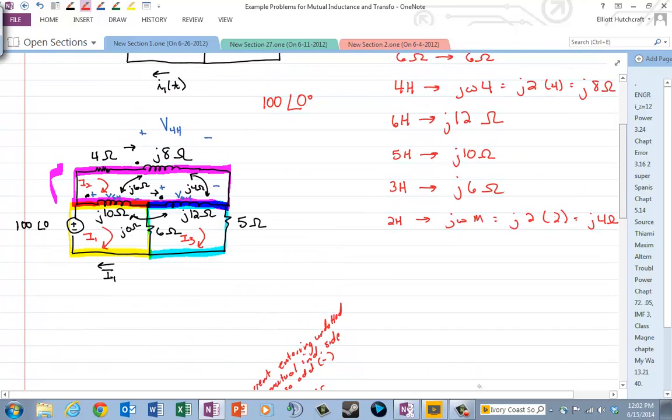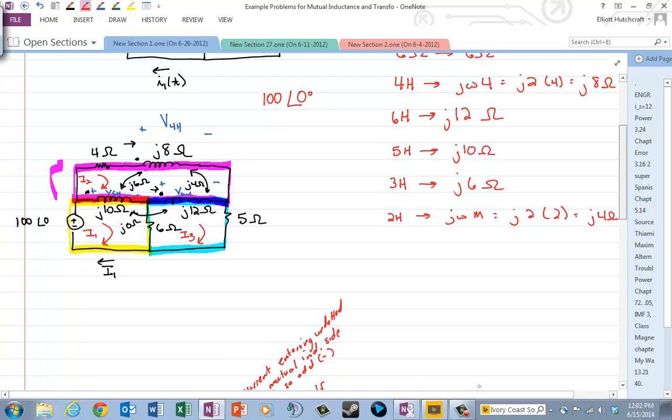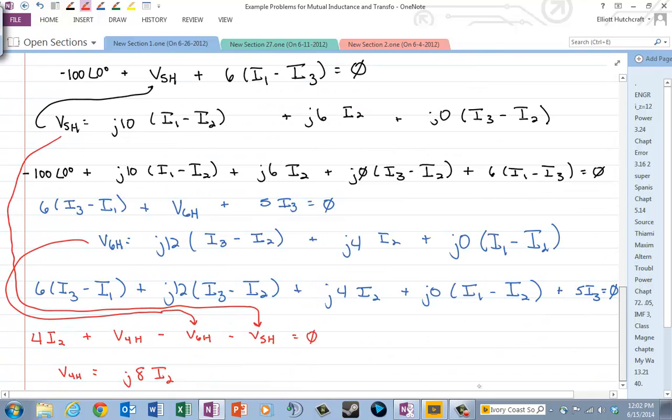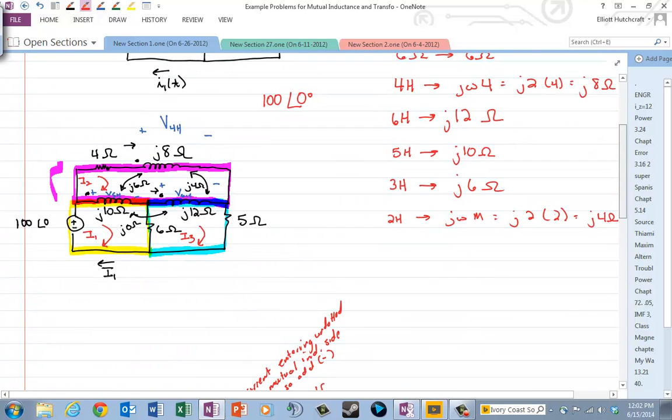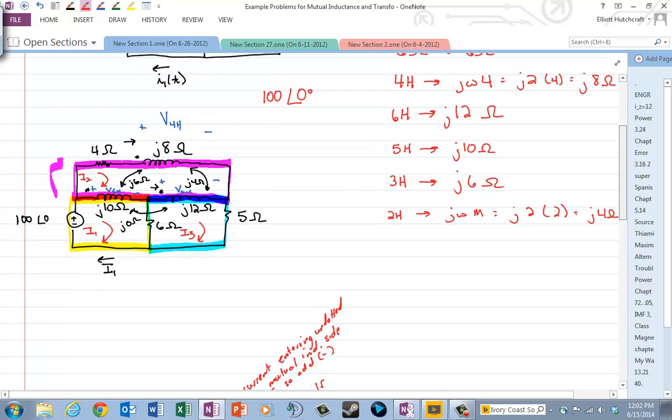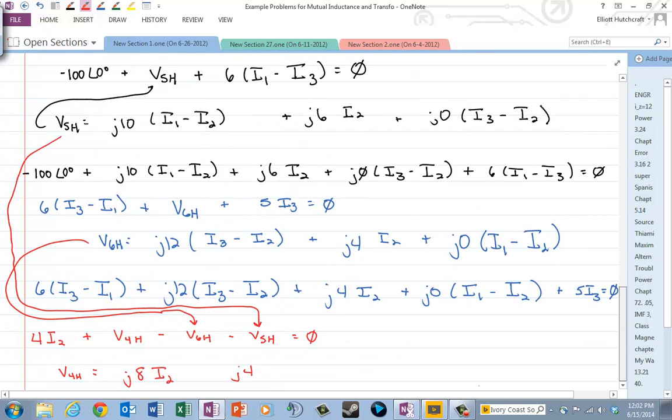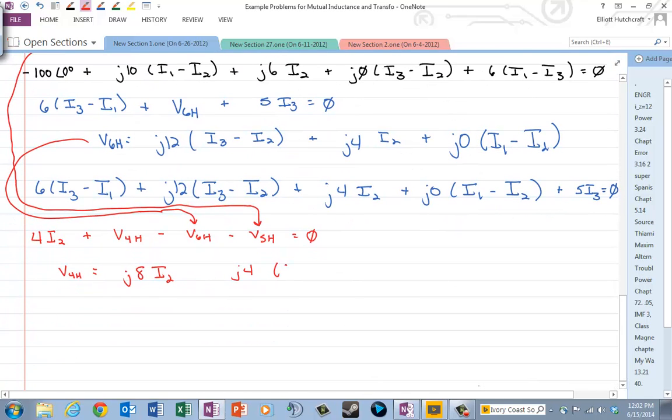Okay, we have the J4 ohm mutual inductance, so plus J4. And we need the current going into the dot of that J4 ohm inductance. Well, into the dot, I3 is going into it, I2 is going against it, so the net current going into the dot is I3 minus I2. And if we do that, then we'll put a plus there.